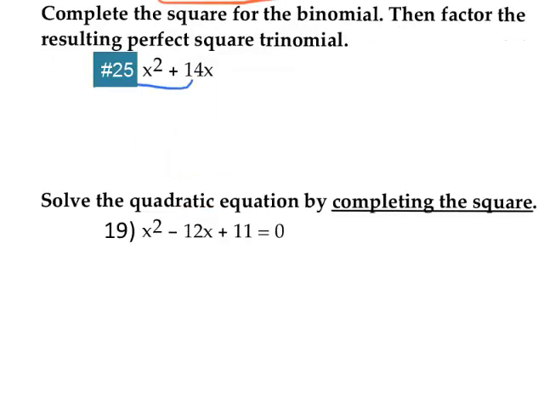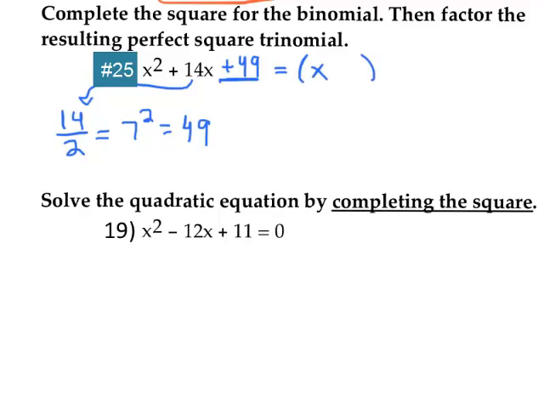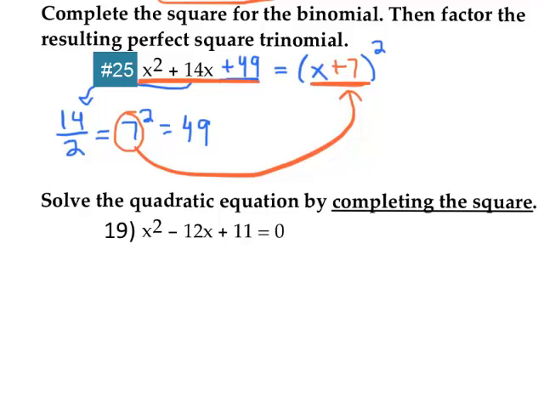We take this number that's in front of x, we divide it by 2, always 2, and then whatever number we get, we square. It gives us 49. So when we're completing the square, we're trying to figure out what I'm going to put here so that this equals x plus or minus, depending on what it is, squared. And the number that goes inside of here is always this number that we got. So this would be plus 7. So what we're saying is, I want to be able to factor this into something times itself.